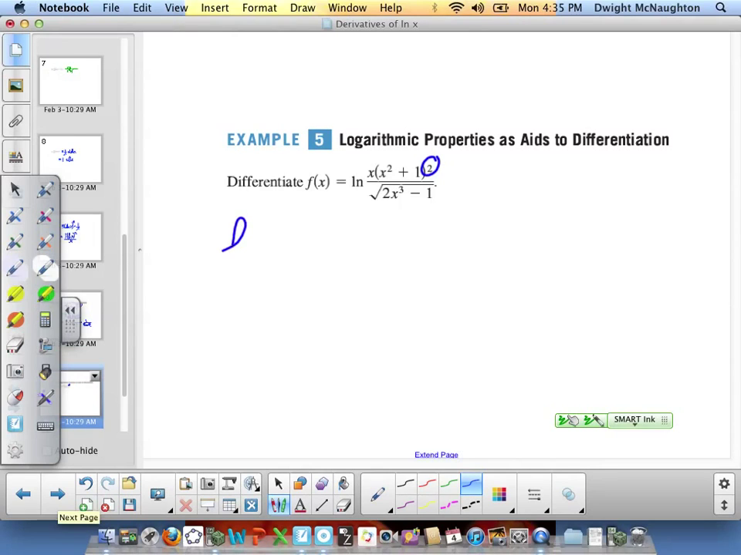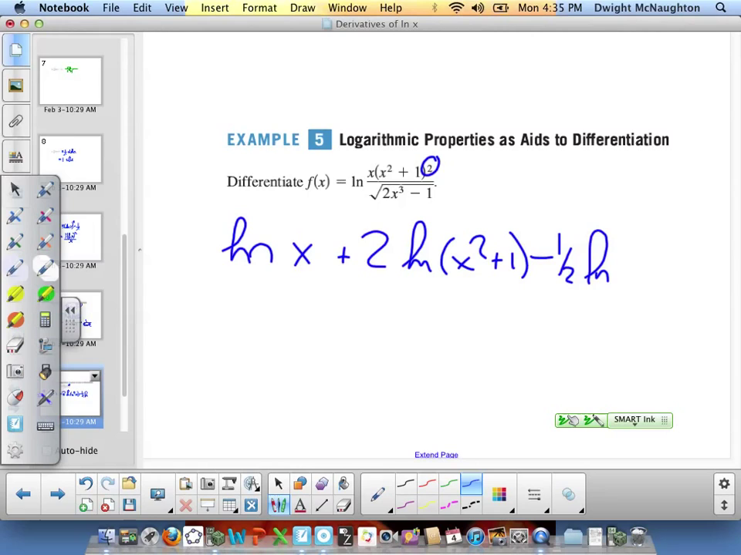So we'll split this into natural log of x plus 2 natural log of x squared plus 1. And then we do the bottom, minus 1/2 natural log of 2x cubed minus 1. Make sure you group your 2x cubed minus 1 because you want the natural log to act on the entire thing. All right, now it's simply a matter of taking each derivative.